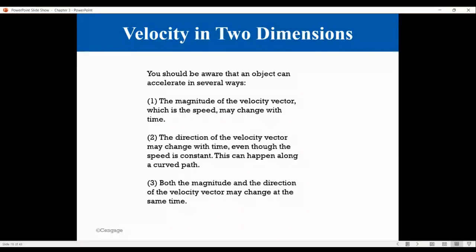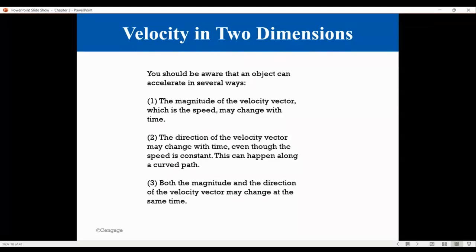And the last one is that both the magnitude and the direction of the velocity vector change. So maybe theta changes and the velocity changes at the same time. Those are different ways an object can accelerate. So even when we're slowing down, that could be acceleration. These are very important to know what acceleration is. So these 3 points, please remember them, write them down. It is super important.